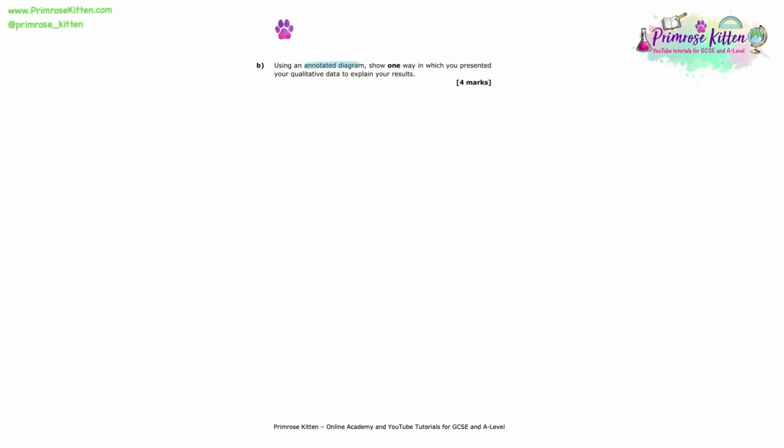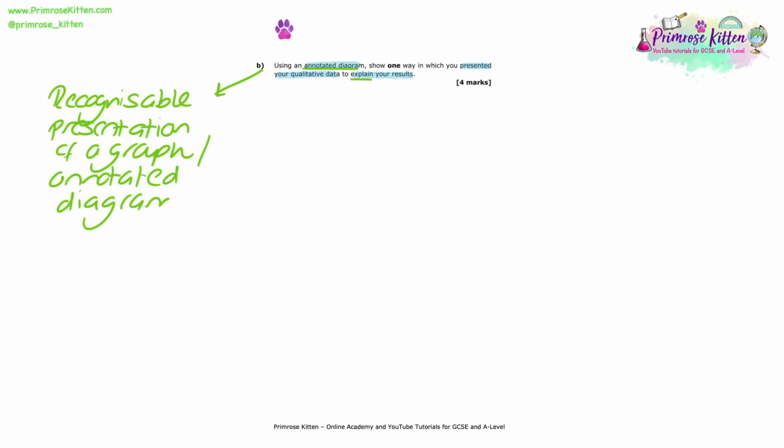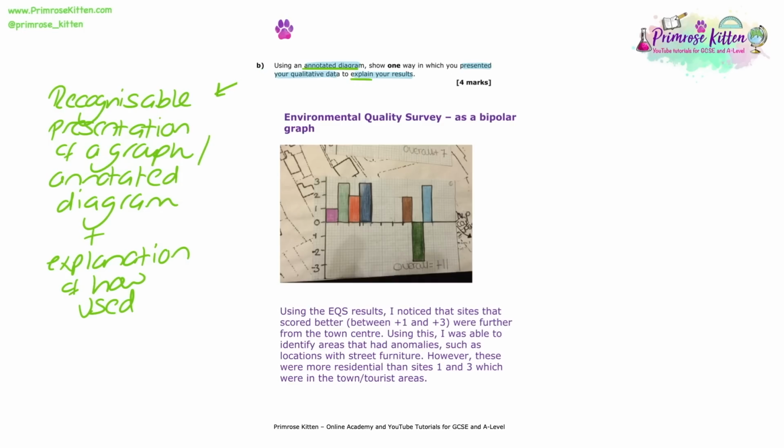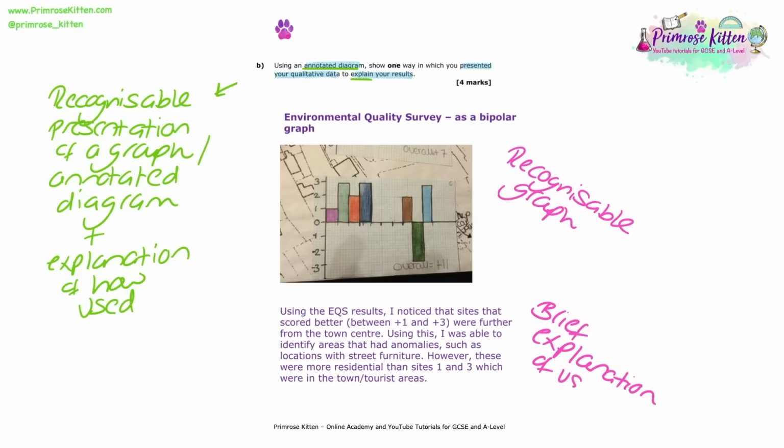Part B. Using an annotated diagram, show one way in which you presented your qualitative data to explain your results for 4 marks. To achieve full marks on this question, you need to ensure that you are including a recognisable presentation of a graph or annotated diagram with a brief explanation of how you used it. One example might be the presentation of an environmental quality survey as a bipolar graph. Here you would be awarded the marks for a recognisable graph, and then there is some brief explanation provided underneath it in terms of how it was used.